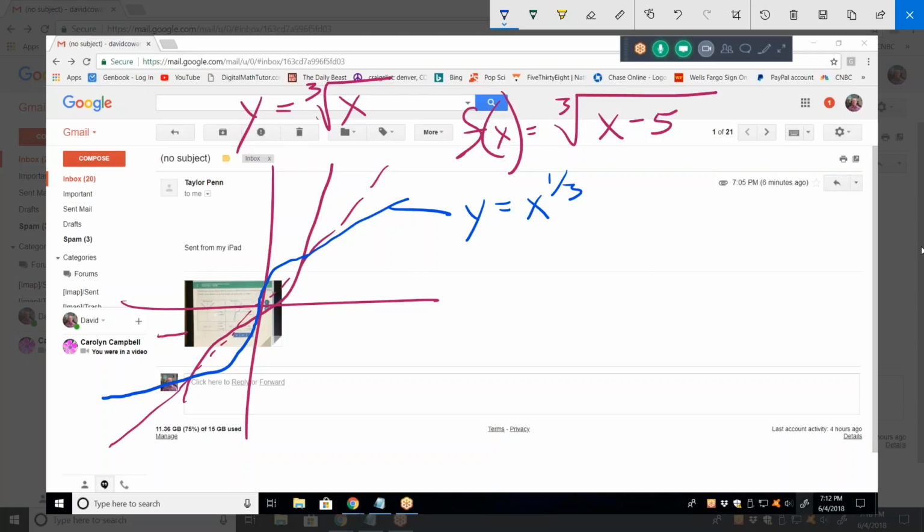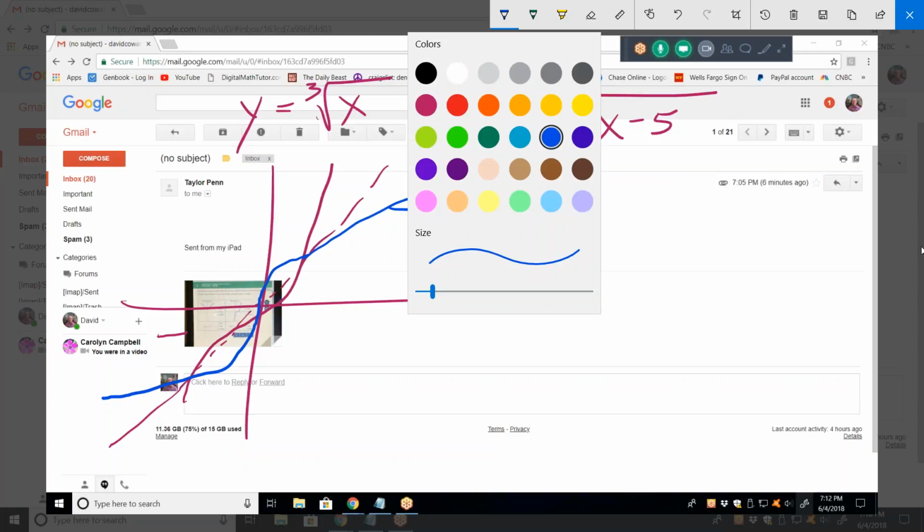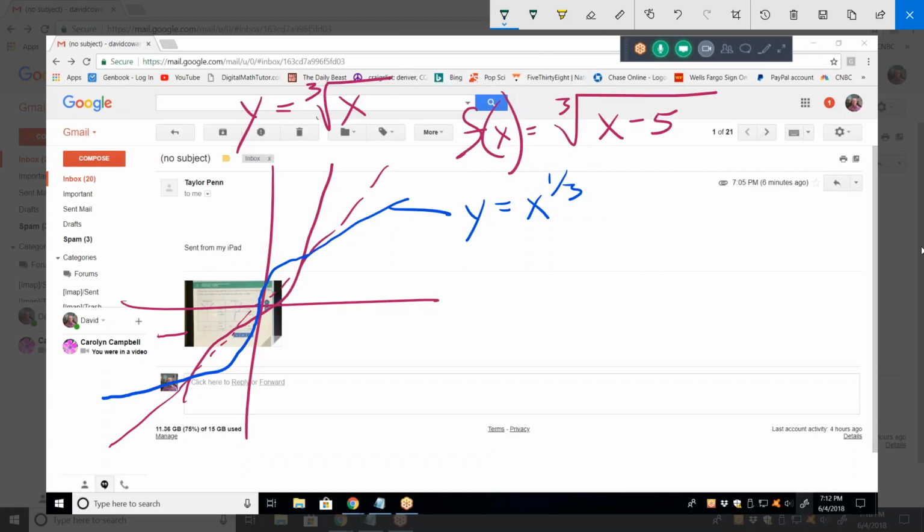Now, what's the transformation doing? So it'll be moving me to the right 5. The only point we really know is that one right there. We know that goes through the origin on my parent function. So that's the point I'm going to move to the right. And then I'm going to try to graph that exactly the same. I'll give it my best shot, but I'm not much of an artist. That's supposed to be parallel to the blue line, just moved over. No difference in shape.